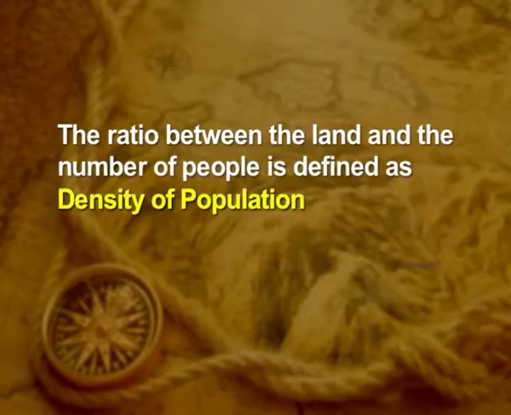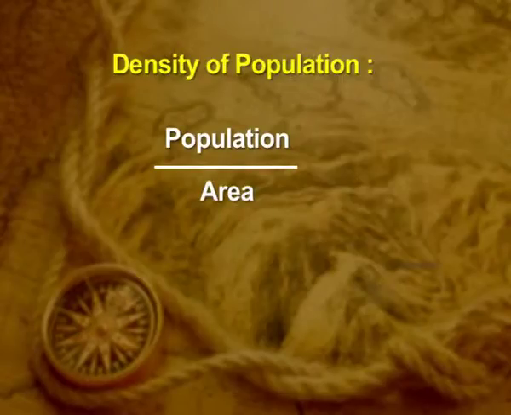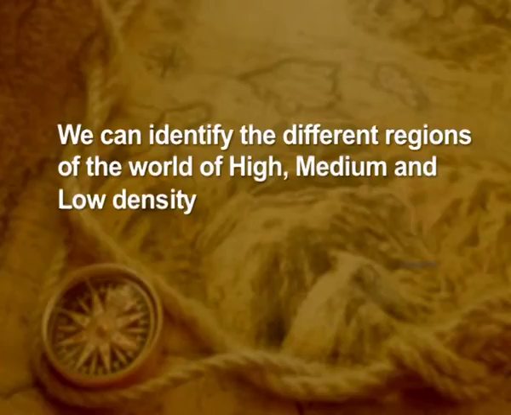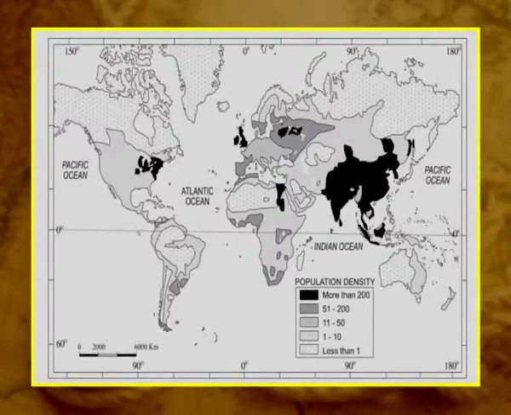The ratio between the land and the number of people is defined as density of population. So, density of population is defined as the number of people living per square kilometer. It is population upon area. We can identify the different regions of the world of high, medium, and low density on a world map.